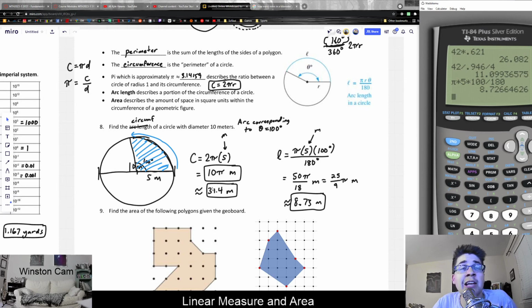And your answer should always make sense here. If the radius is 5 meters, then going around it looks like it's going to be a little bit more, right? And so 8 meters, that makes sense. And the distance all the way around, 31 meters, again makes sense based on the fundamental ratio of pi and what it means.